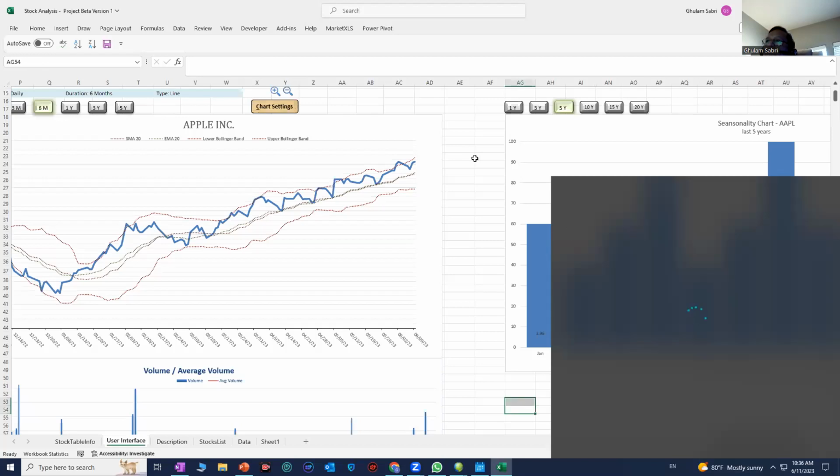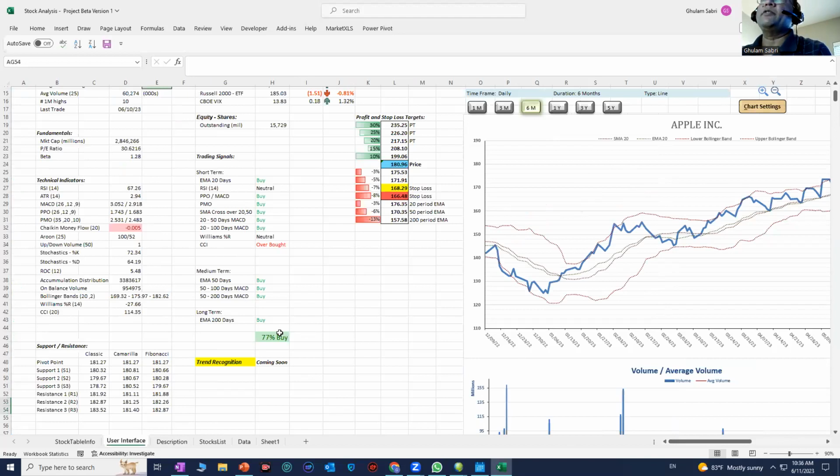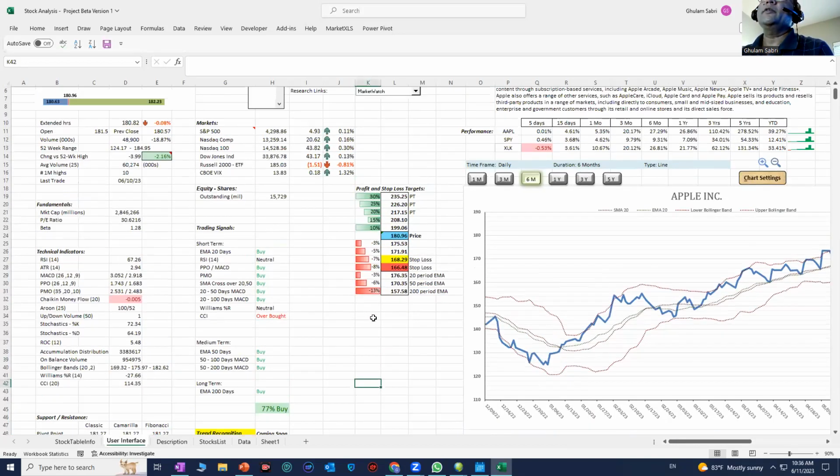Every stock has its own behavior, every market has its own behavior. And we need to understand where we are investing and why we are. And Apple has 77% of buy, even better than Microsoft.